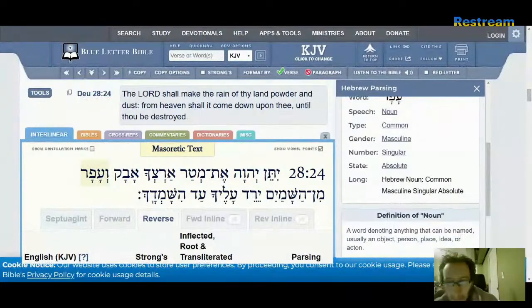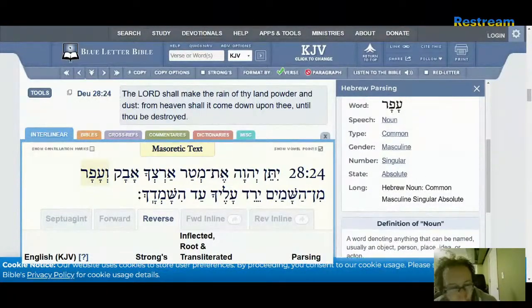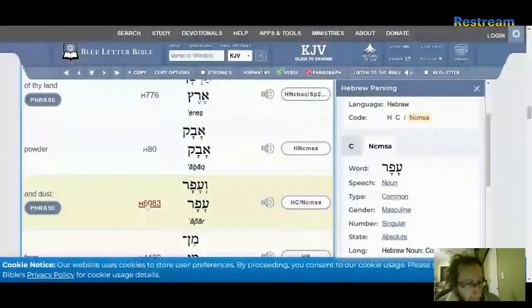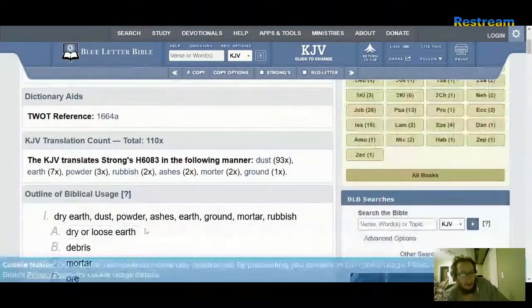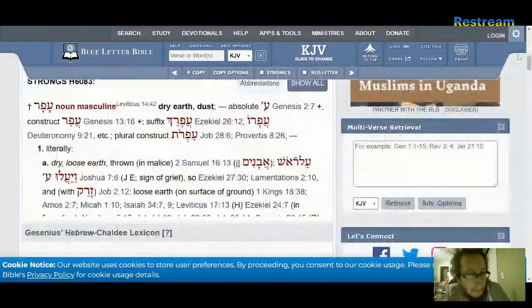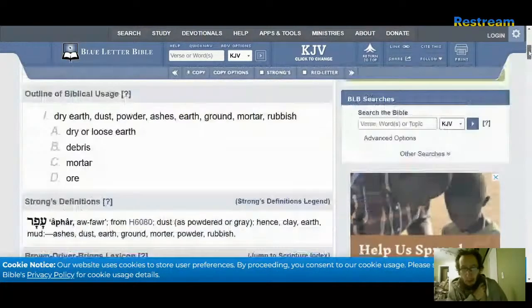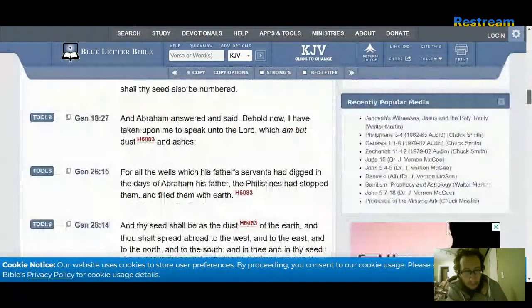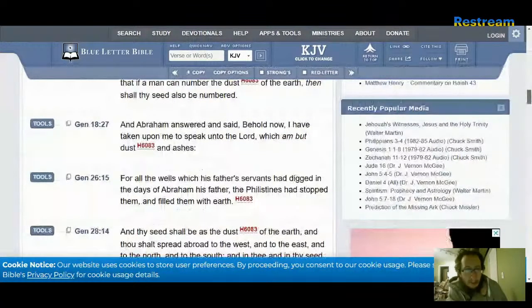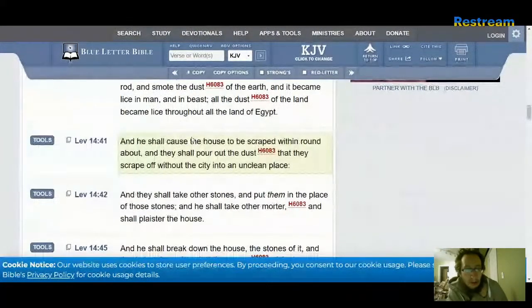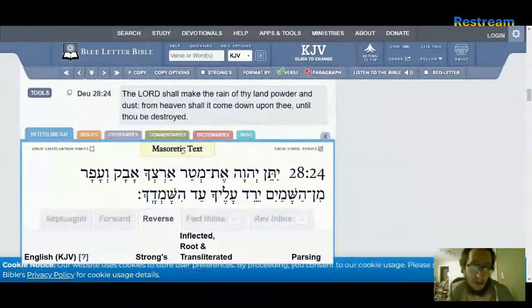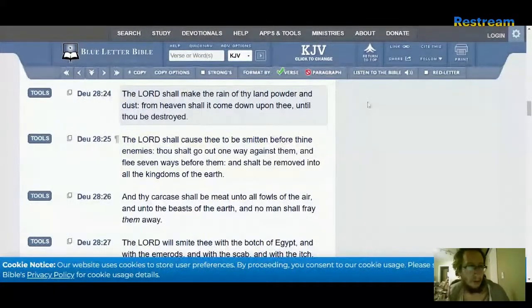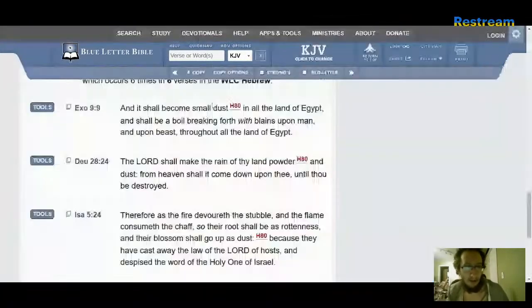Eper or efer. Let me pull that up. Earth, dust, powder, ashes. So this one seems to more literally mean dust, whereas the other word seems to mean more like powder. It could mean multiple things. Dust and ashes, dust of the earth. So this word seems to literally mean dust, whereas the other one seems to mean more like powder. So I would argue that instead of treating it 5 times as dust and 1 time as powder, it might be more accurate to translate it every time as powder.